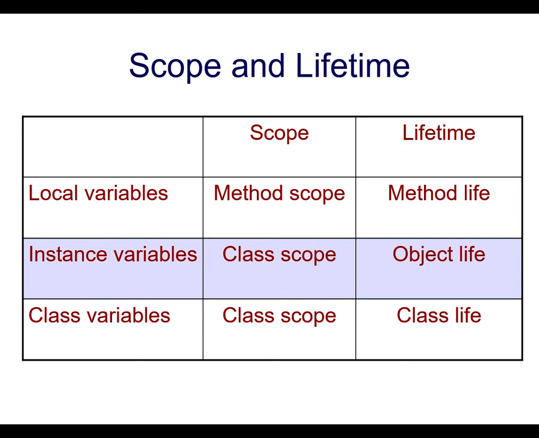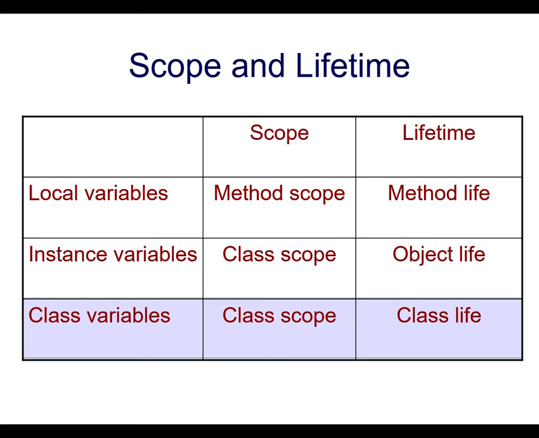Instance variables, by contrast, differ in both scope and lifetime. The scope of instance variables includes all the methods of the class, regardless of whether they are defined at the beginning of the class or not. So instance methods can forward reference instance variables. Instance variables cannot, however, forward reference other instance variables. The lifetime of instance variables is the lifetime of the object to which they belong.